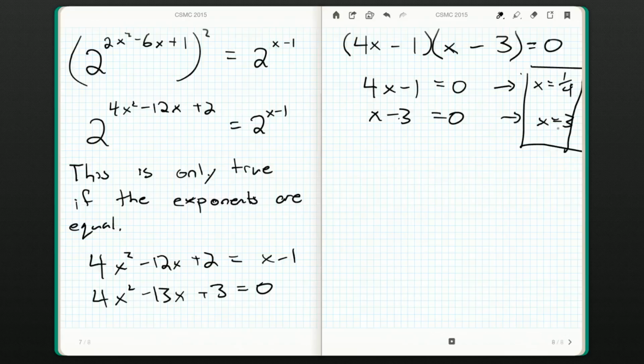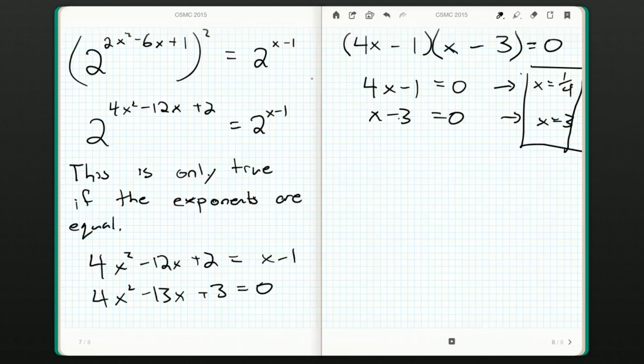So these are our answers, and if you wanted to, you could double check. What happens when I plug in 3 onto the left side exponent? I'll get 4 times 9, which is 36, minus 12 times 3, which is 36. So 36 minus 36 is 0, plus 2. So it's going to be a 2 in that exponent, and a 3 minus 1, that's going to be a 2 in that exponent. So we're going to get 4 equals 4.